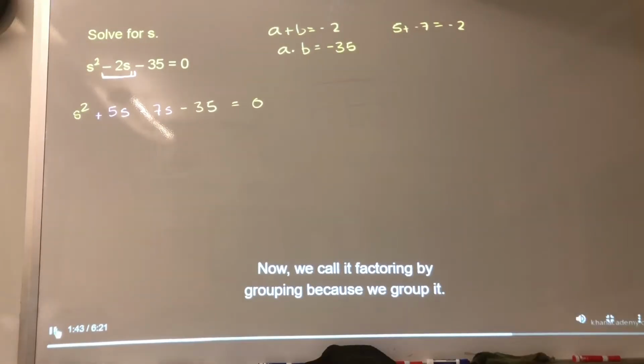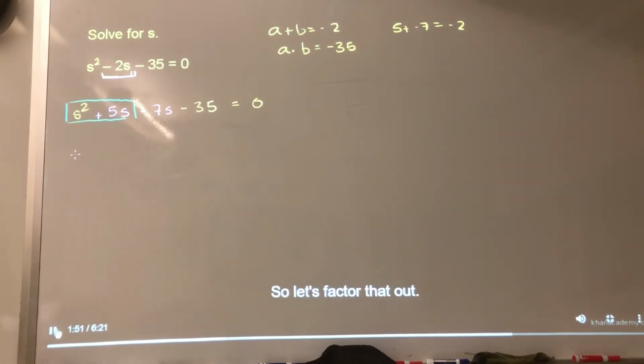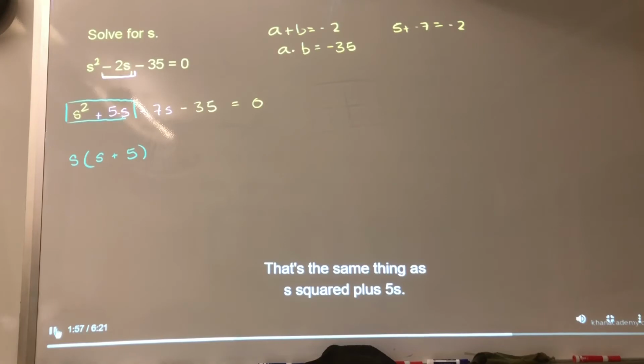Now we call it factoring by grouping because we group it. So we can group these first two terms and these first two terms, they have a common factor of s, so let's factor that out. You have s times s plus 5. That's the same thing as s squared plus 5s.